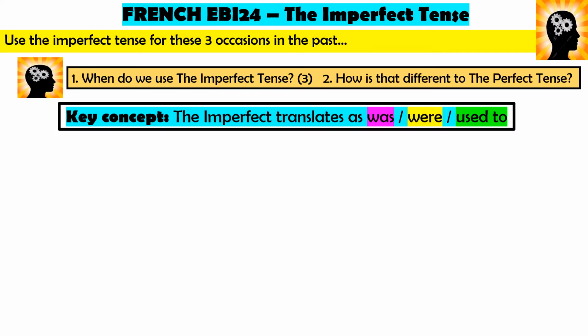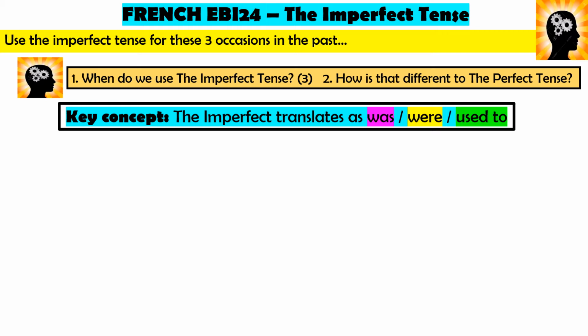Alors mes petits, right guys, questions 1 and 2 then. When do we use the imperfect tense and how is it different to the perfect tense? Now, this is the first tricky bit, right? Perfect and imperfect, they're both past tenses, but there's more than one thing you want to express in the past tense. The perfect tense is what you have done or what you did. J'ai fini mes devoirs. I have finished my homework or I finished my homework. That's the perfect tense, what has happened.